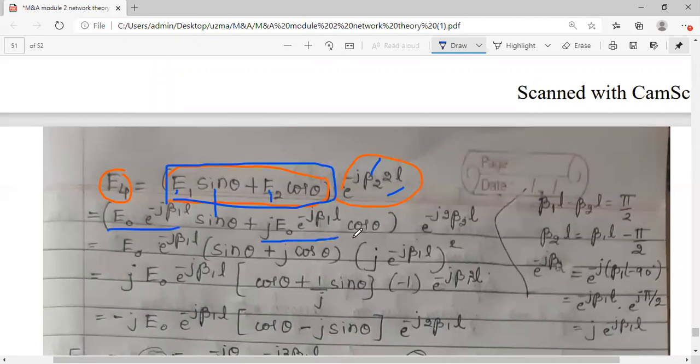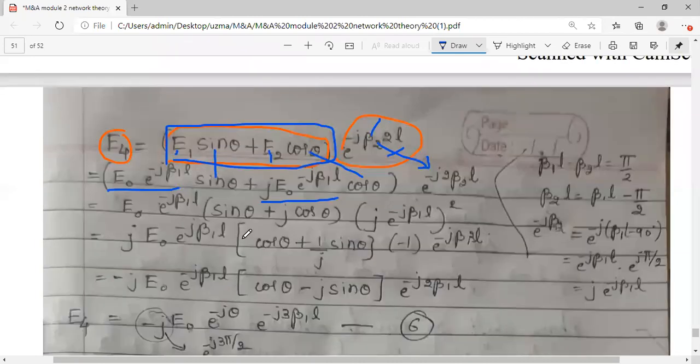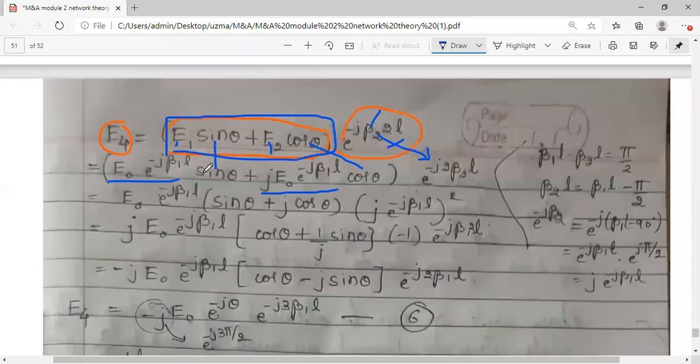E2 cos theta as it is. And the exponential term as it is. Then take E naught e raised to minus j beta 1 l common in both in this bracket. Sin plus j cos term will remain inside.